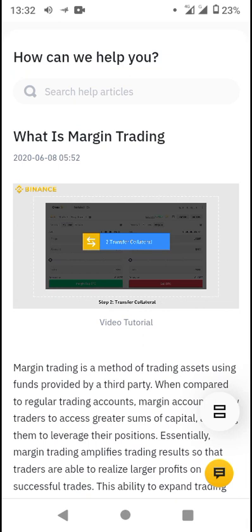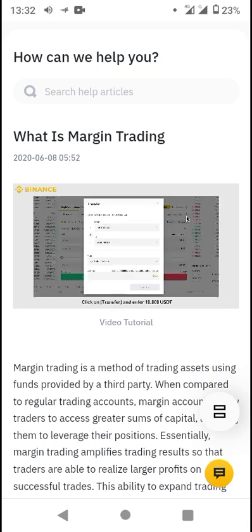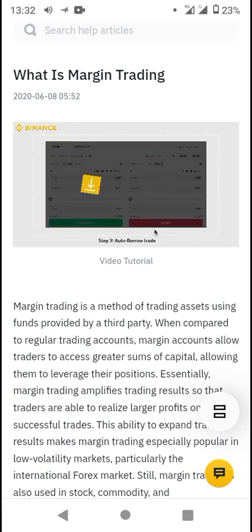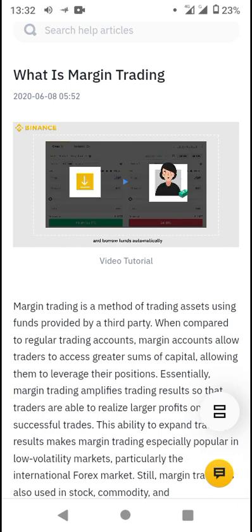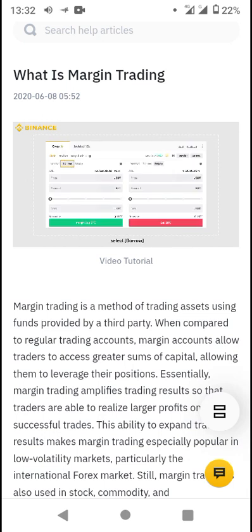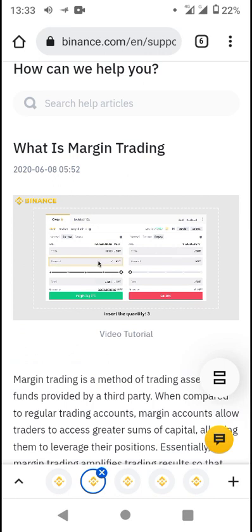Step 2. Transfer collateral. Click on Transfer and enter 10,000 USDT. Click on Confirm. Then transfer 10,000 USDT as collateral from your spot wallet to your margin wallet. Step 3. Auto borrow trade. Place an order and borrow funds automatically. Let's suppose that the BTC price is about 10,000 USDT. Select Borrow. Insert the price 10,000. Insert the quantity 3 and click on Margin Buy BTC.